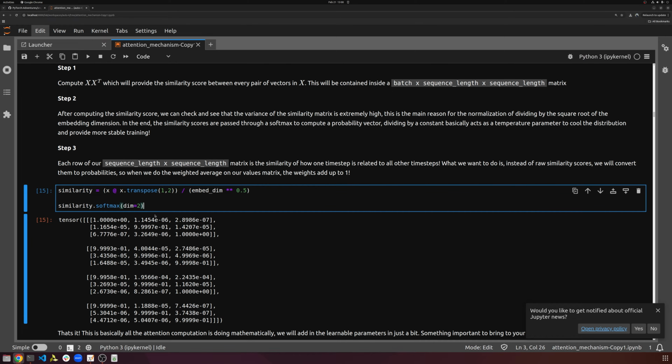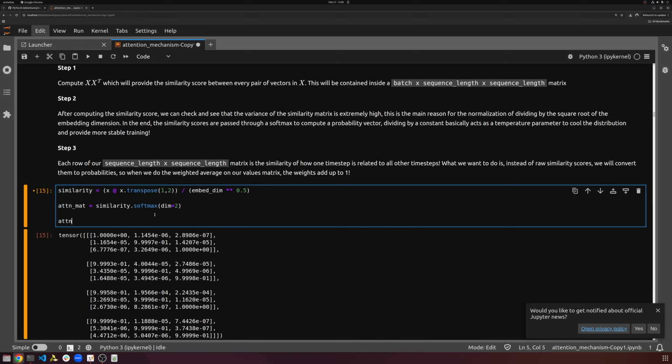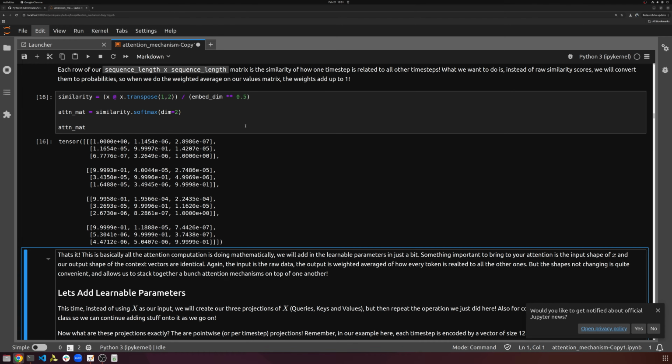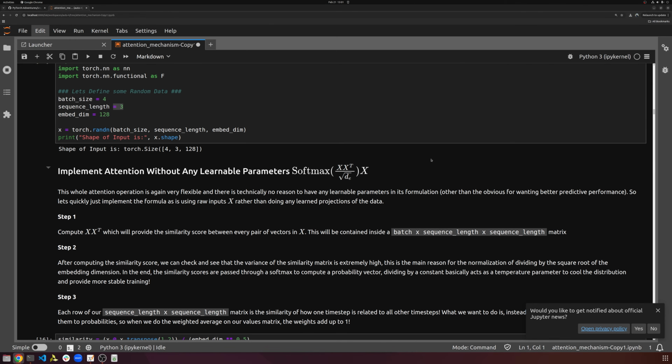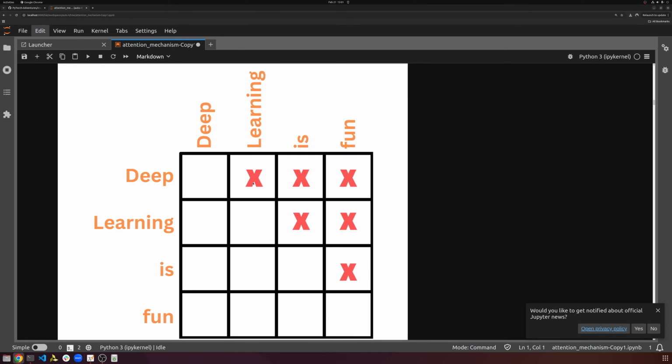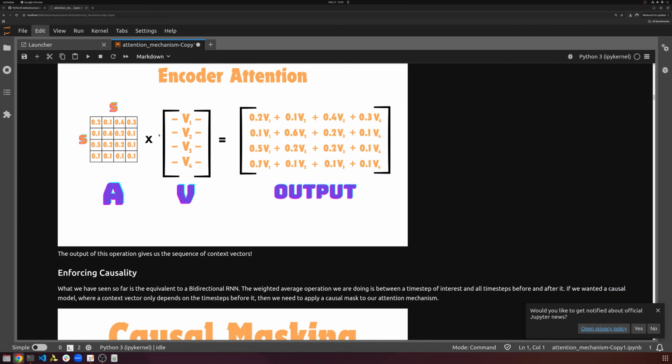So we have our softmax, and this now produces our attention matrix, right? So we can call this attention matrix, just like that. And then we can look at the attention matrix again. There we go. And last part of our formula, we need to weight it by our x, right? So that's the last step. We've computed this. Now we have our values.